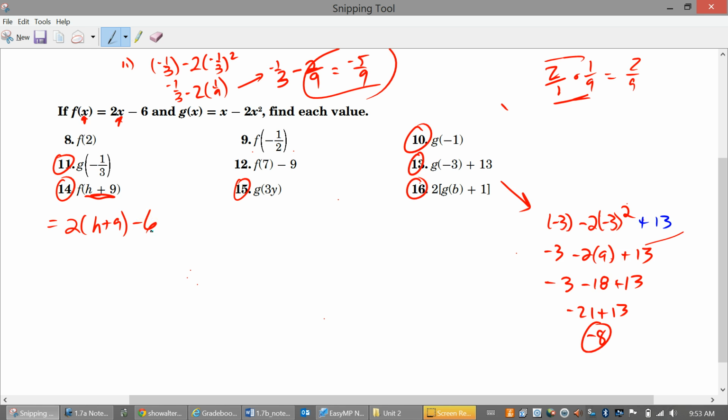So again, what 14 says is take function f, put h plus 9 inside of it, and see what happens. See what comes out. We're going to crank it out. So distribute that, 2h plus 18 minus 6, 2h plus 12. And that is as simple as you get. That's as simplified as it gets.